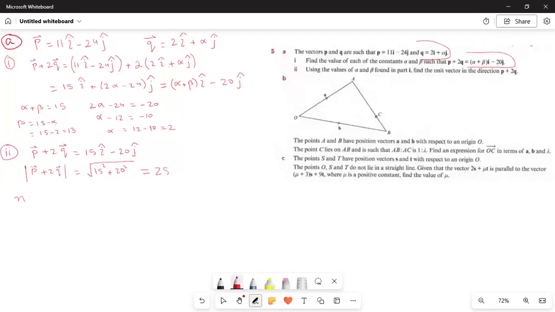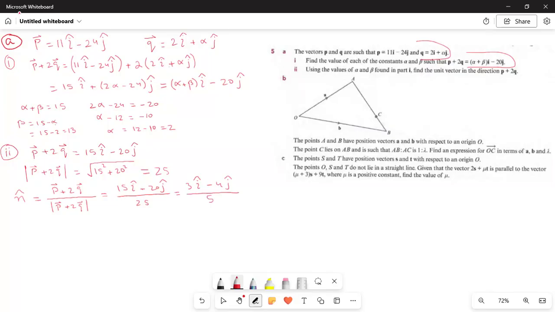So a unit vector in the direction of p plus 2q is p plus 2q divided by the magnitude of p plus 2q. So this is going to be 15i minus 20j divided by 25. I can simplify it a little bit: 3i minus 4j over 5. Right? This is the second one.